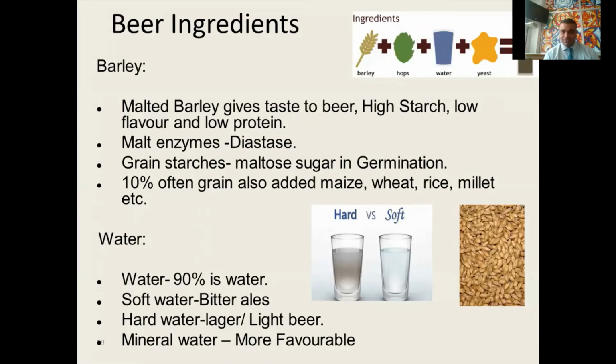Number one is barley. So how do you choose this barley? How do you get this barley? How are you going to select this barley, what things will be there in the barley, and what happens with the barley? We're going to see that in this.